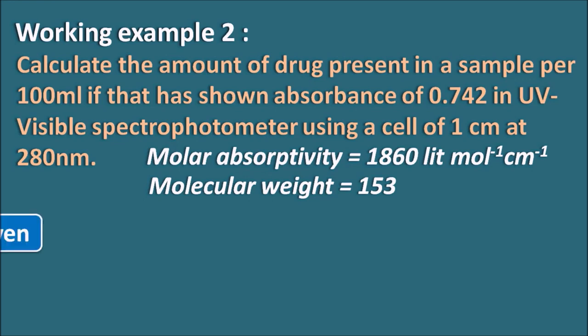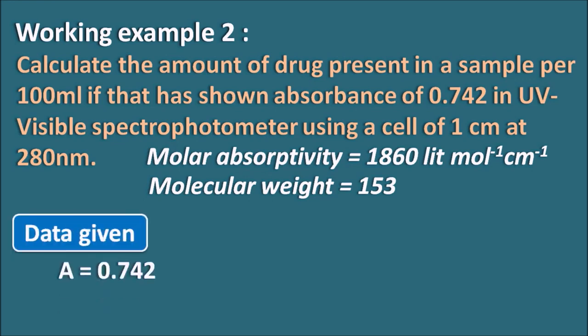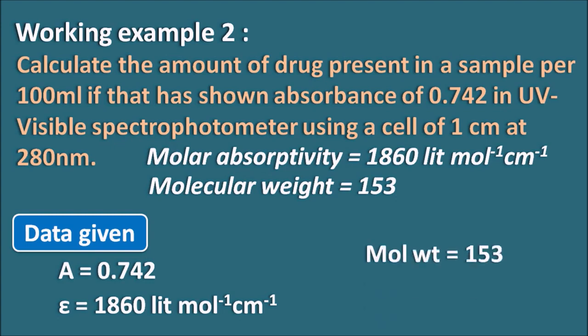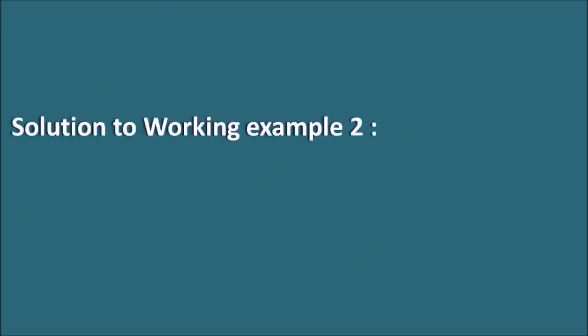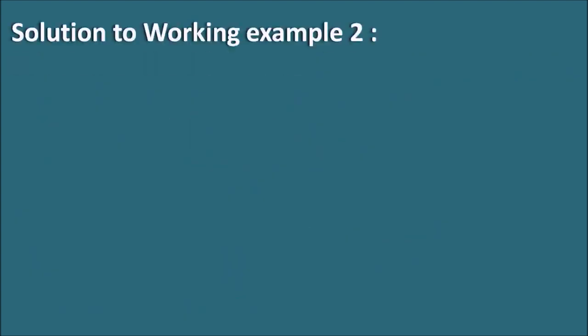So let us see the data given. The absorbance A is given as 0.742, and there are no units for the absorbance because absorbance is a ratio. Epsilon, the molar absorptivity, is given as 1860 liter mole inverse centimeter inverse. The molecular weight is given as 153, the path length is given as 1 centimeter, and we have to calculate the weight of the drug present in 100 ml of the solution. So let us go with the solution to this working example 2.